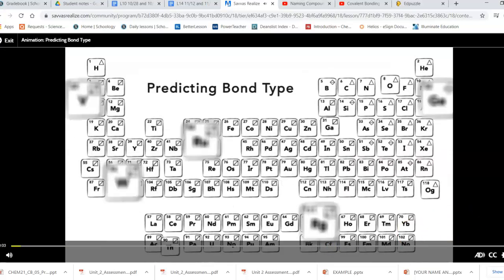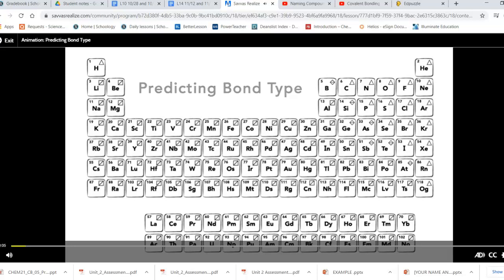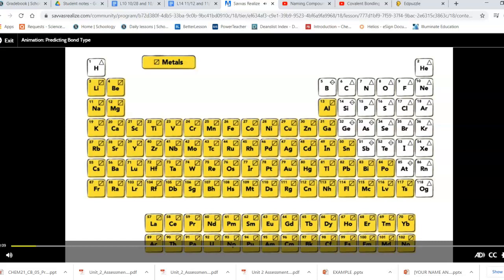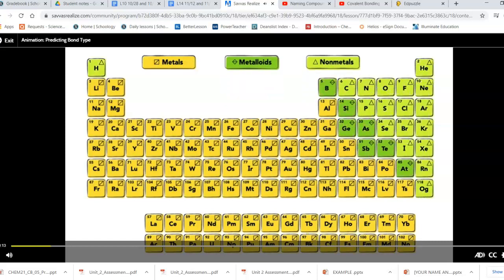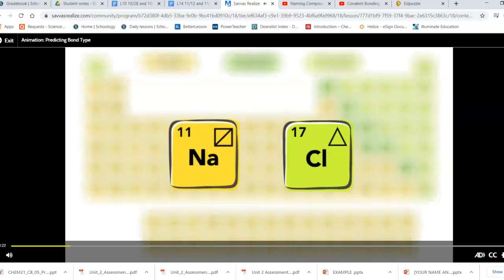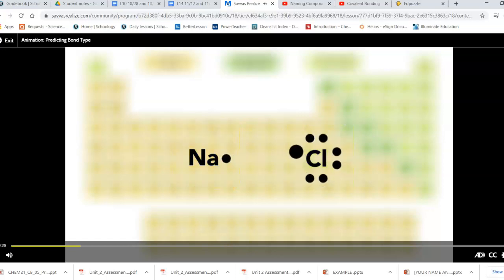Predicting bond type. Elements can be classified as metals, nonmetals, or metalloids. This classification can tell us the type of compound formed by two elements and how to name it. A metal and a nonmetal usually form an ionic compound. In ionic compounds, electrons are transferred between atoms to form ions.